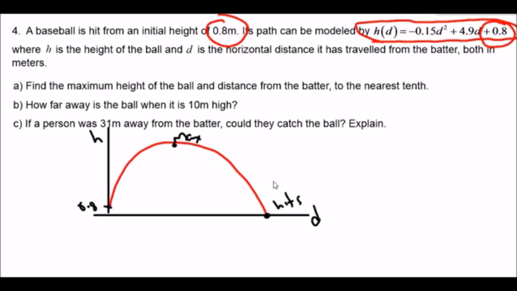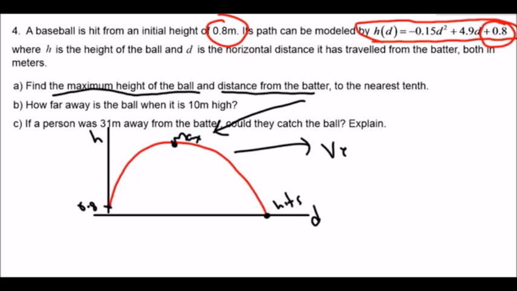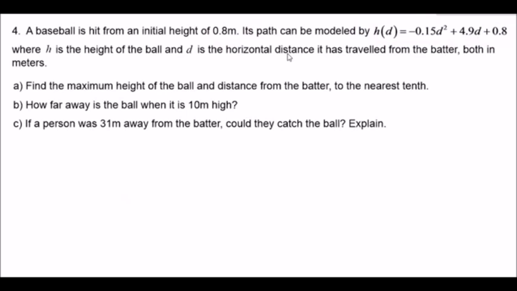Quadratic equation, something like this is going on, and what I need to do is find the maximum height of the ball and the distance from the batter at that maximum height, I assume, to the nearest tenth. So to find the maximum height, we know what that means. It means find the vertex. So we're going to have to find the vertex of a quadratic equation. So let me just go to the next screen so it's nice and clean. How do I find the vertex of a quadratic equation?